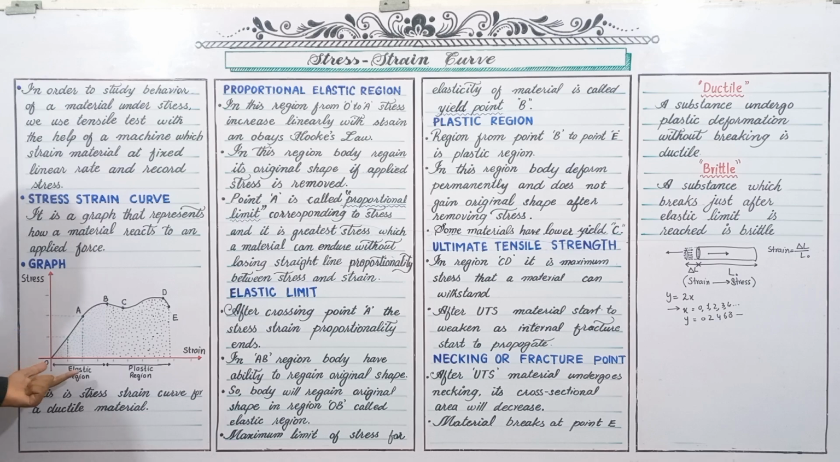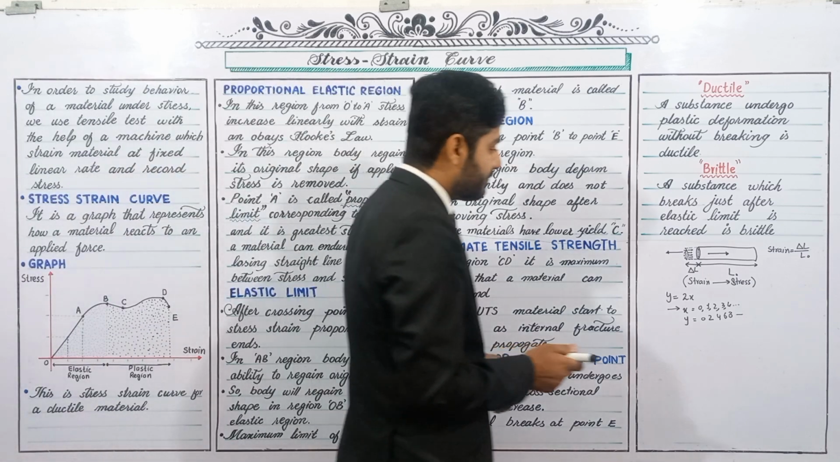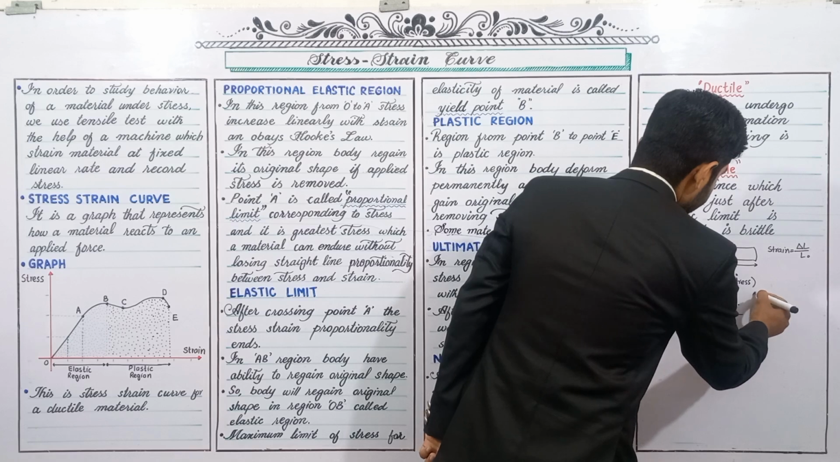Like we are drawing the graph between strain and stress, and this is a straight line. It means that the straight line is telling us that there is a direct relation between stress and strain. What does direct relation mean? Okay, have a look.